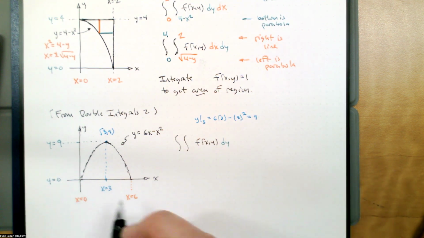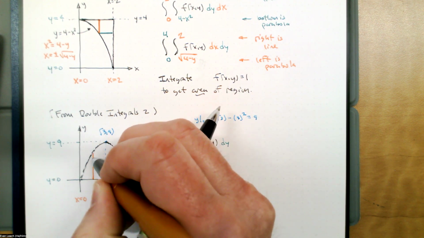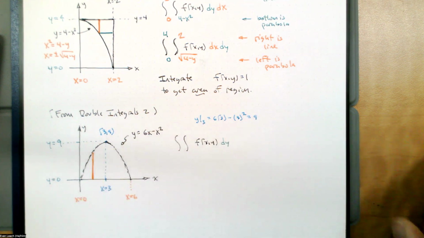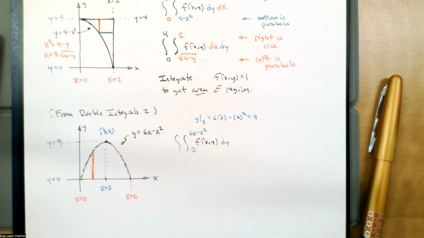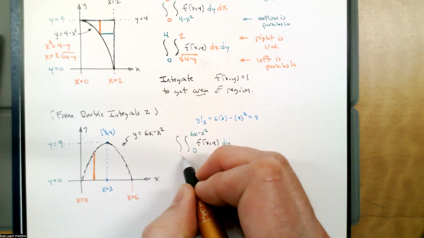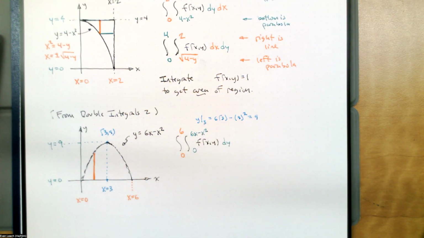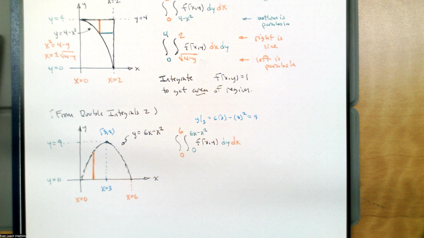For a typical x value, y goes from the x-axis up to the parabola. So y starts at 0 and ends at the parabola. Then x goes from 0 to 6. What we notice about this integral is that the first step in the double integral will take us to the dx integral that we expect way back in Calc 1. So this one is the time machine back to Calc 1.